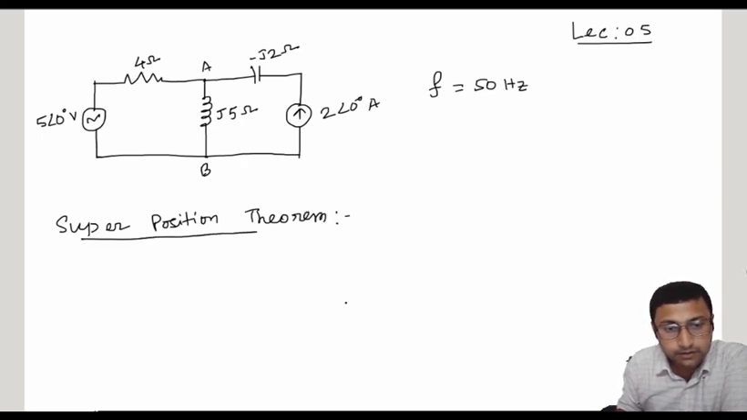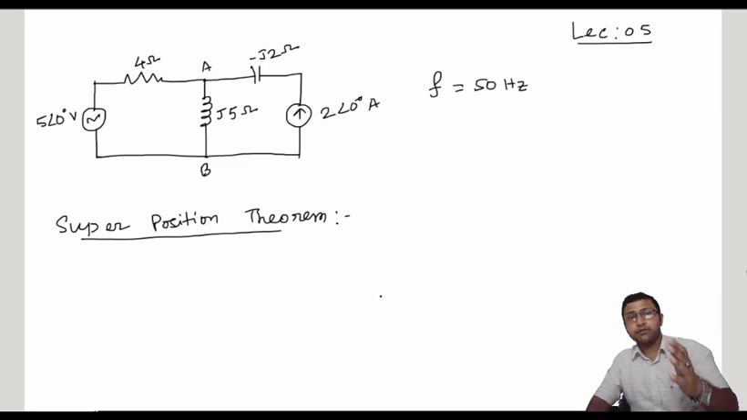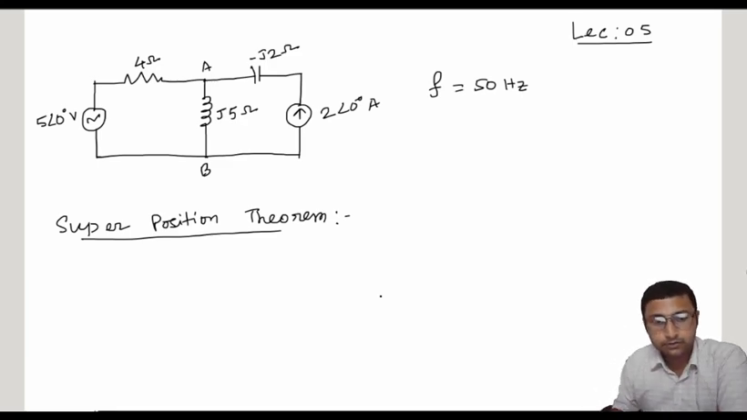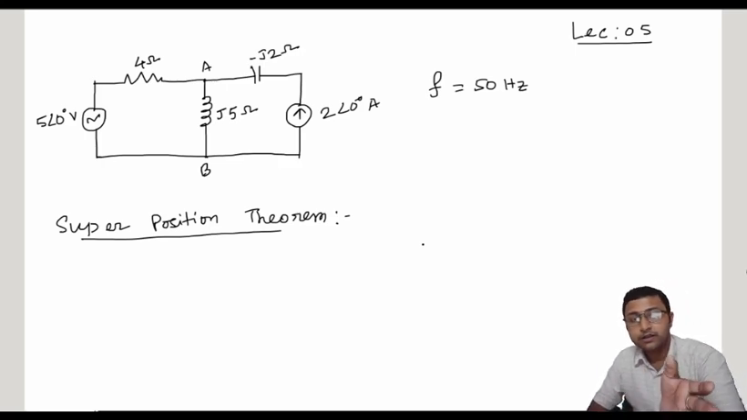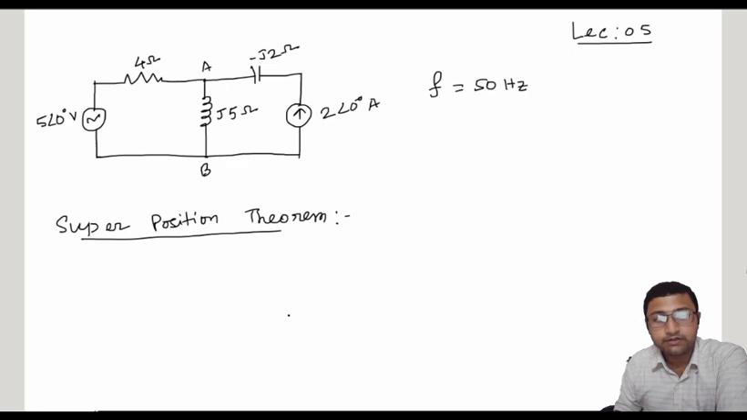The procedure of solving the network is similar to the DC network theorem. The entire procedure is the same. So what is our step 1? Step 1 is considering one source acting at a time. At first I will consider the voltage source is present and the current source is omitted, that means it is replaced by an open circuit.